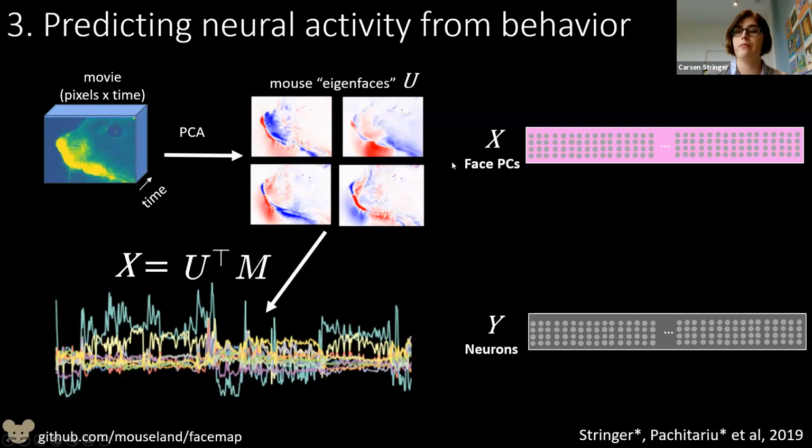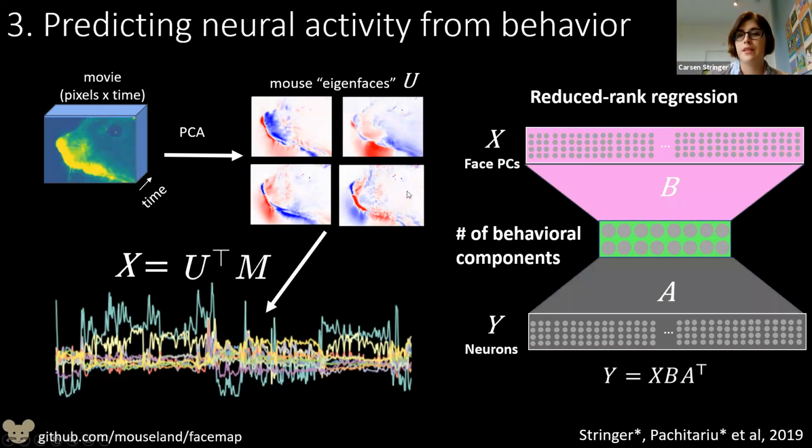And now we have many hundreds of face PCs. In this case, we usually take 500, and then we have many thousands of neurons. So we want to regularize this prediction somehow. And in this case, we use a technique called reduced rank regression. And this is a technique that kind of creates a funnel from your inputs to your outputs.